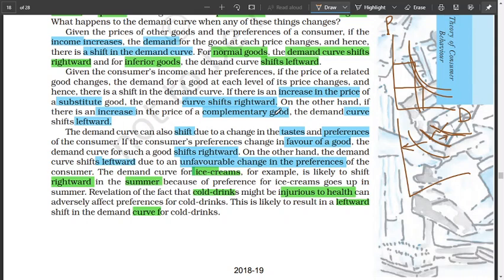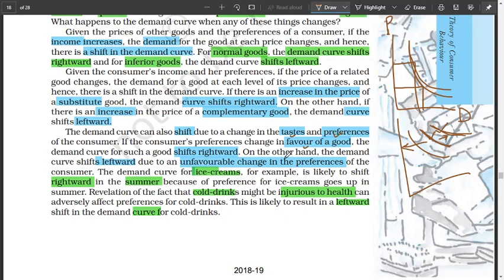But on the other hand, with an increase in the price of a complementary good, like tea and sugar, an increase in the price of sugar means your demand for tea will automatically decline, so the demand curve will shift backwards. So the demand curve can shift due to the change in price, due to the change in income. It can also shift due to taste and preference. You liked it before, now you don't like it anymore. You don't favor that product anymore.